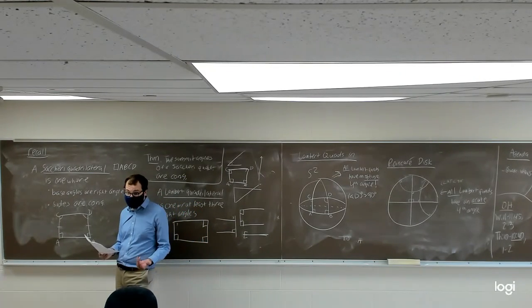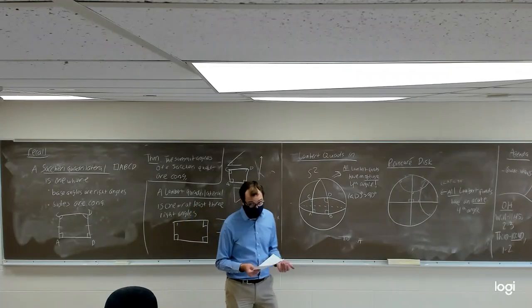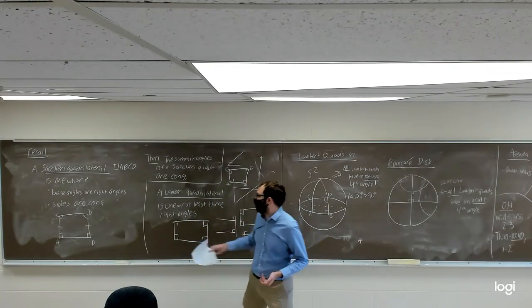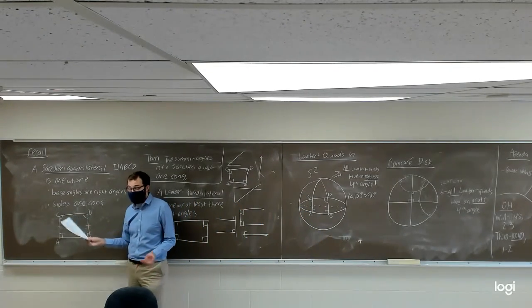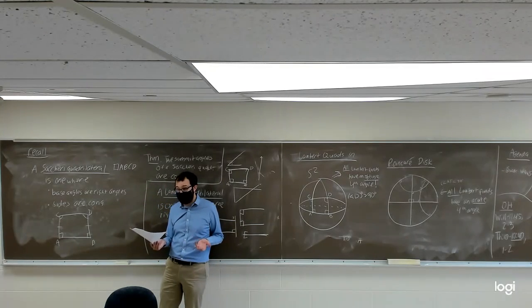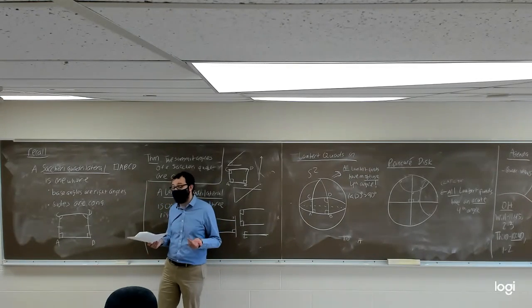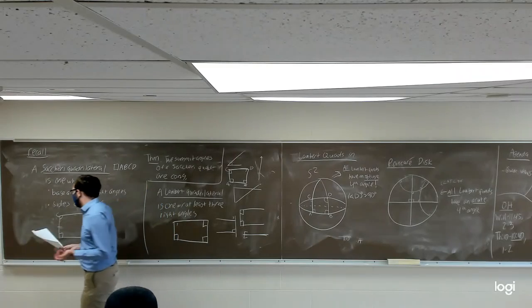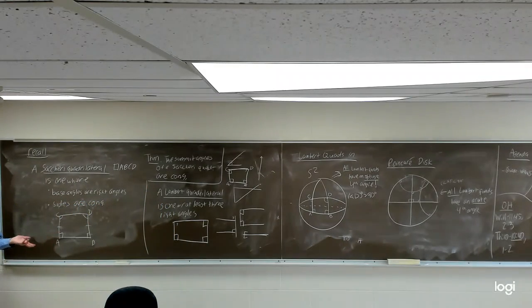Meaning if you're in a Hilbert plane, and you can find one Saccheri quadrilateral whose summit angles are both, say, acute, or they're obtuse, or they're right, then every other Saccheri quadrilateral in that model is also going to have the same type of summit angles.